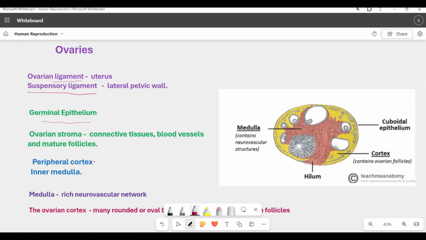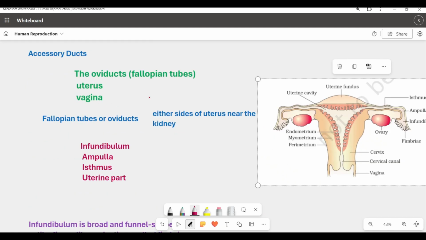Now this ovarian stroma can be broadly categorized into the peripheral outermost region, towards the germinal epithelium, called the cortex, and the inner region called the medulla. You can see the cortex region has the ovarian follicles, whereas the medullary region is rich in the neurovascular network, meaning blood vessels and connective tissues are found more towards the medulla region. And here come the accessory ducts, which help in the collection of the female gametes and their movement.